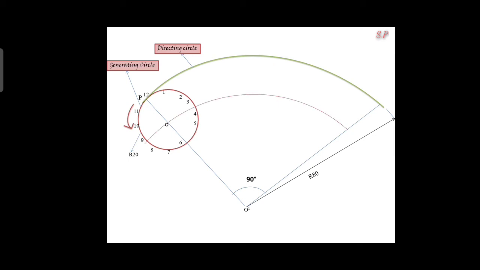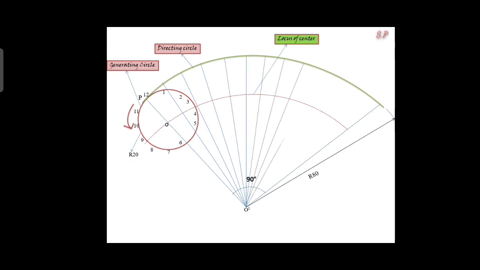After drawing this arc, we are going to divide the directing circle also into 12 equal parts. So 90 divided by 12 is 7.5 degrees. By using a protractor, you divide the directing circle into 12 equal parts. Each angle should be 7.5 degrees. Then you locate the intersecting points on the locus of the center, O1 and so on. The same lines also intersect the directing circle, and you note those points as 1 dash to 12 dash.